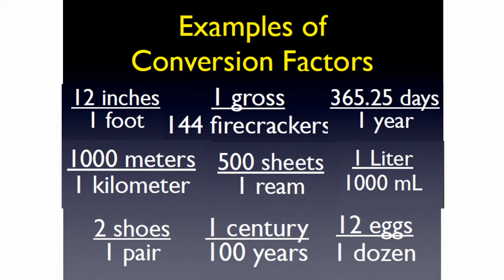So these are all examples of conversion factors. You can inverse any of those. So the 12 eggs and the 1 dozen, you could switch the dozen to be on top, the eggs to be on the bottom. These are all interchangeable, in other words.